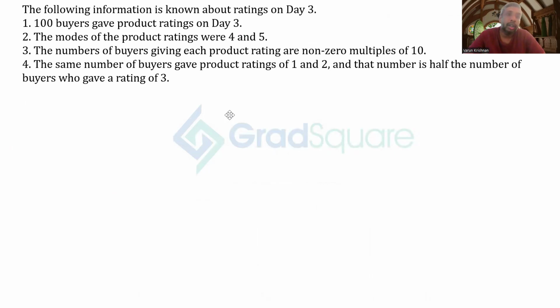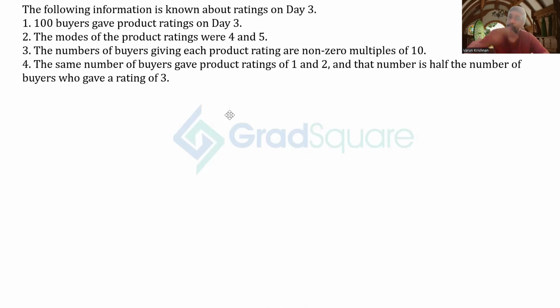The modes of the ratings are 4 and 5. So 4 and 5 were the modes. Mode of a distribution is that value that appears the maximum number of times, which means maximum number of customers on day 3 gave the product a rating of 4 or a 5. What this means is that the number of people who gave a rating of 4 is equal to the number of customers who gave a rating of 5. And number of buyers who gave a rating of 1, 2, or 3 is less than the number of customers who gave a rating of 4 and 5.